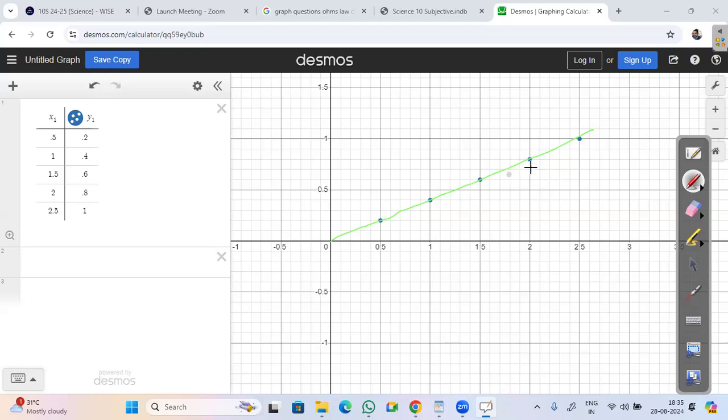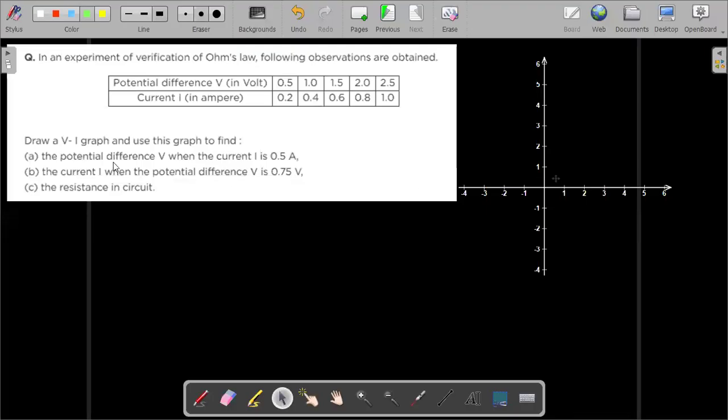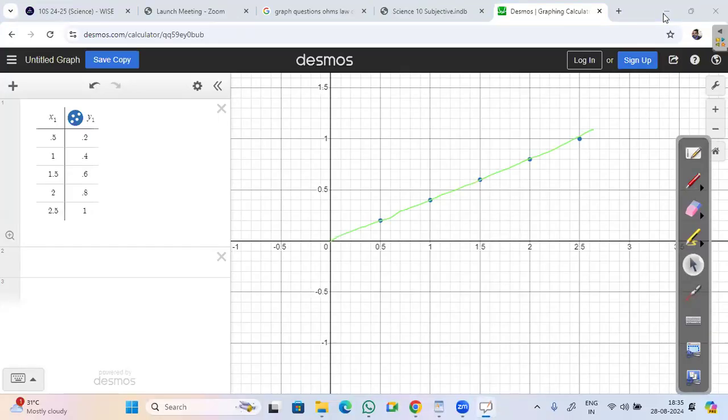Now see what all questions are asked. My first question is draw the VI graph. So we have done. A is the potential difference V when the current is 0.5 ampere. So see from the graph, when the current is 0.5, what is the potential difference? Can anyone read and tell? If you want, I can zoom a little bit. It is 0.2. A simple way in this graph: if I carry my cursor to this point, it will show the coordinates 0.5, 0.2.